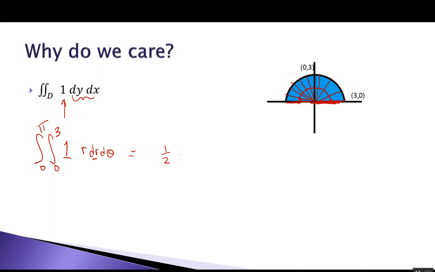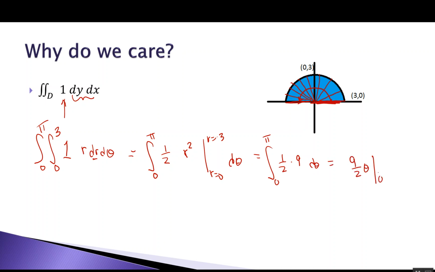This becomes 1/2 r squared from r equals 0 to r equals 3. And I'm still integrating from 0 to pi d theta. And this becomes 1/2 times 9 minus 1/2 times 0, from 0 to pi d theta. And this becomes 9/2 theta from 0 to pi. And this becomes 9 pi over 2.